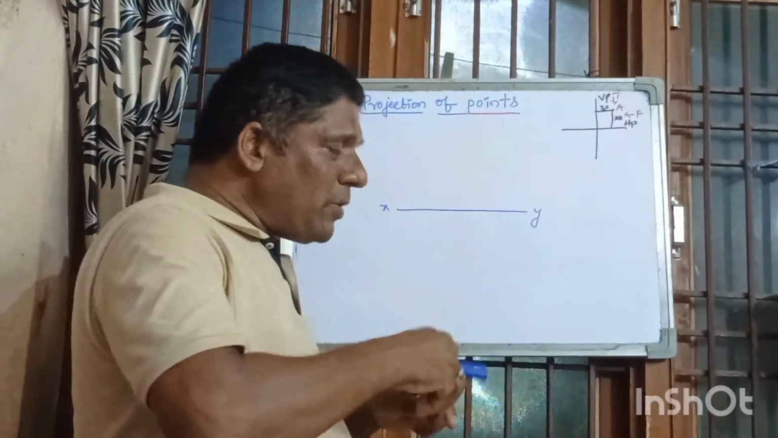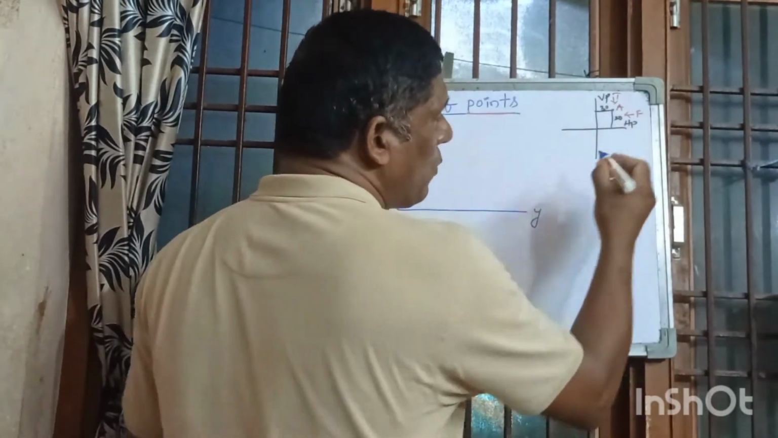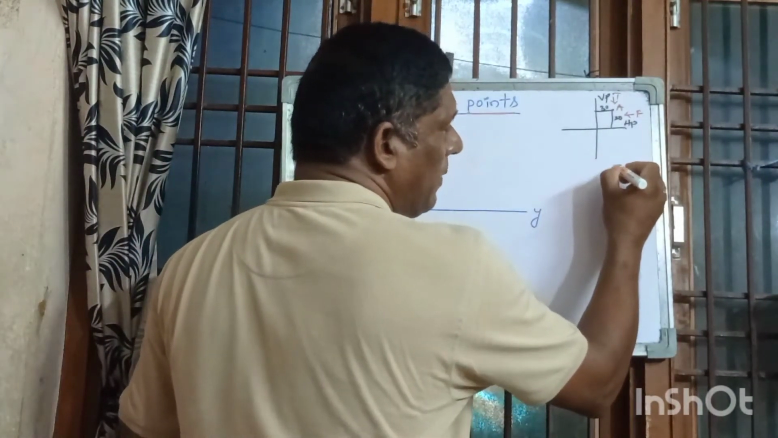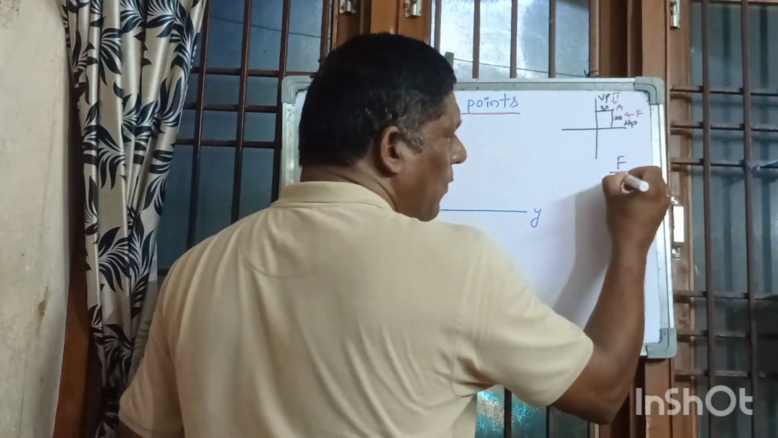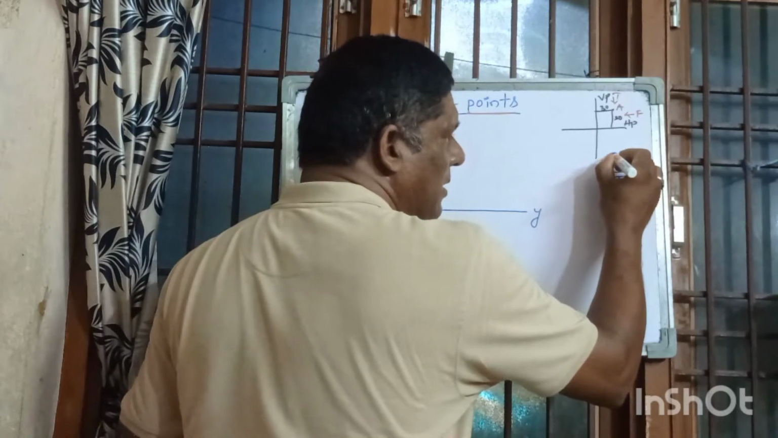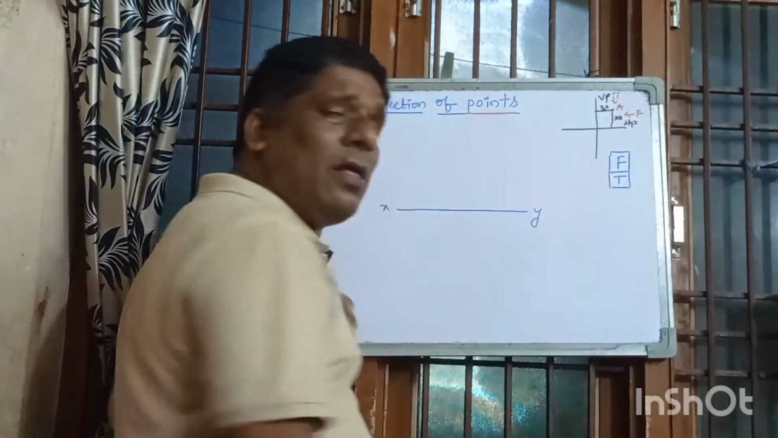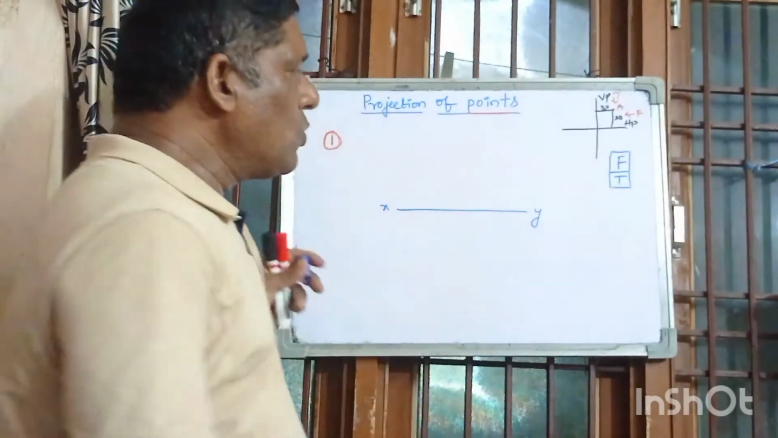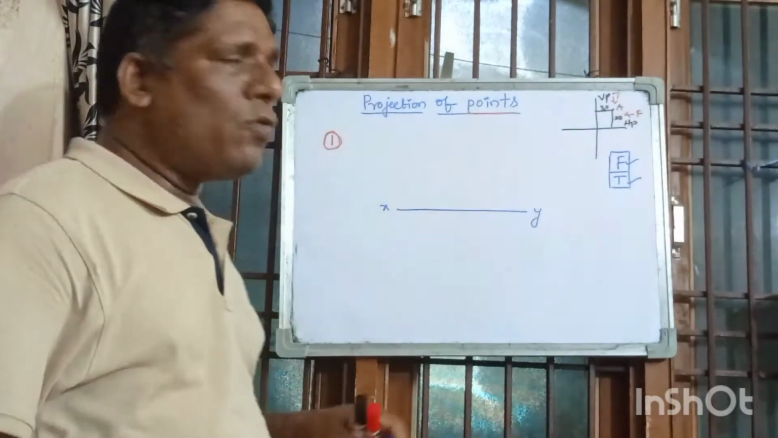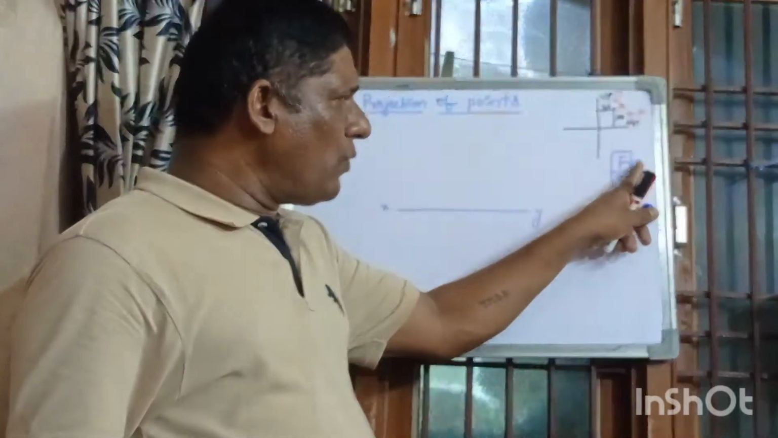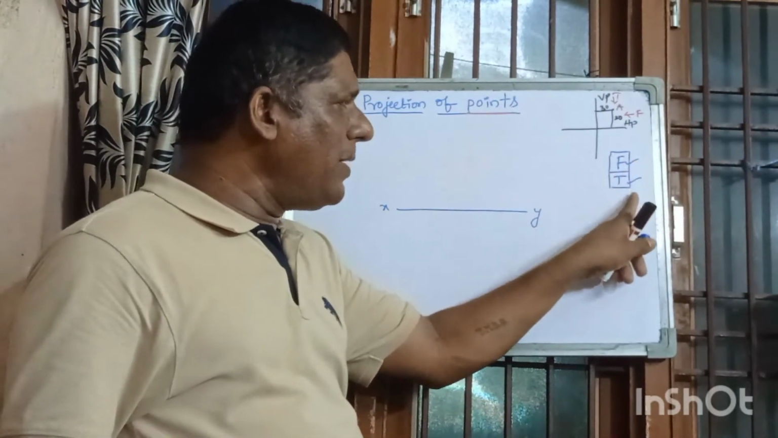As per first angle projection, what do we have to do? In first angle projection, first the front view, then the top view, F by T. We already discussed this in the previous video. F by T means front view divided by top view. We are in the first quadrant, so first we go for the front view and then the top view.